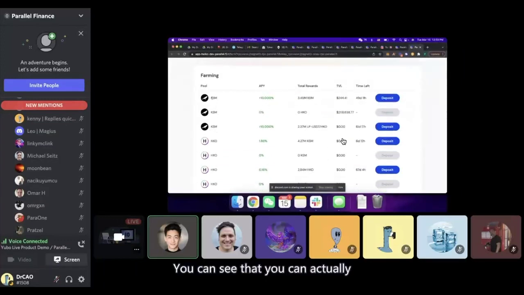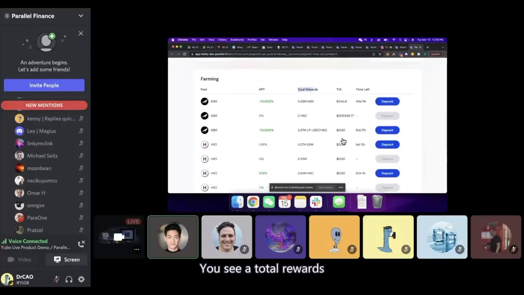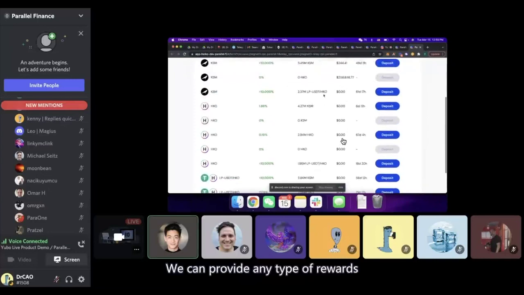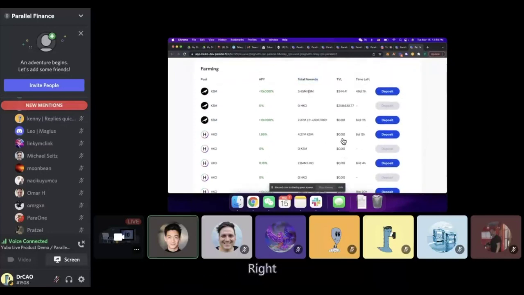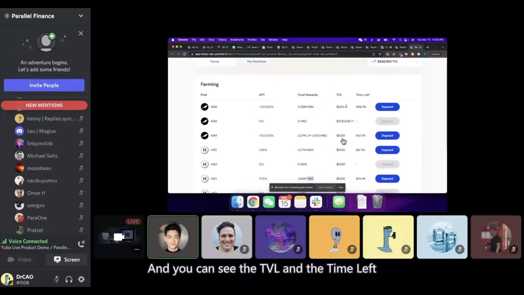So you can see that we can create a lot of pools, right? Kusama pools, Heiko pools, or LP pools, what have you. And you will see total rewards, right? We can provide any type of reward. It can be a Kusama reward, it can be a Heiko reward. And then you can see the TVL and the time left, right? This is the end date of the farm.